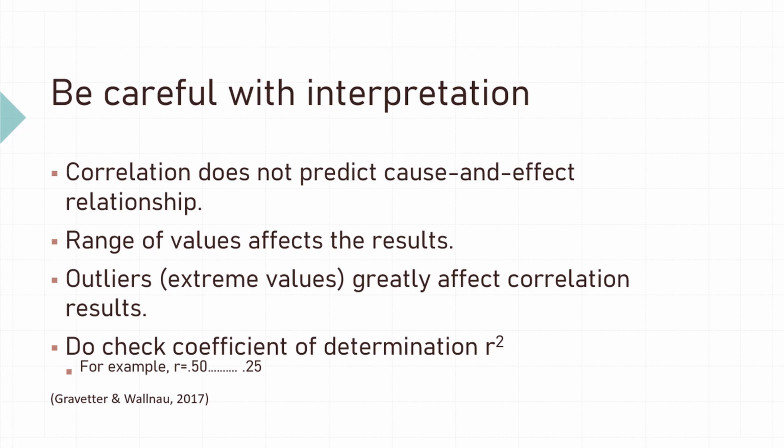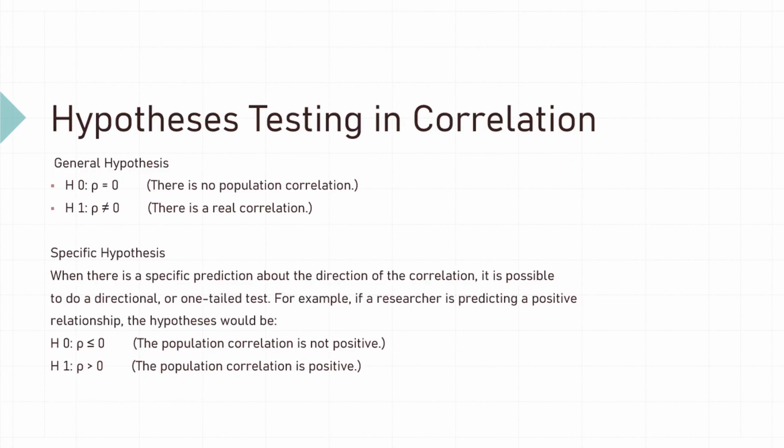Do check the correlation coefficient and also the coefficient of determination. For example, a correlation R equal to 0.5 may look like a higher value, but if we square it, it gives us the coefficient of determination, which is 0.25. It means that it only explains 25% of the variation. So a higher value of correlation is not necessarily a very good amount that is telling us any particular relationship.